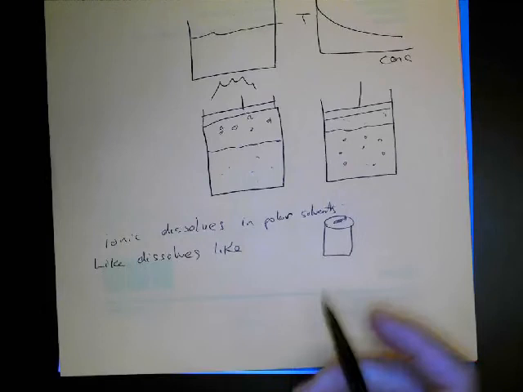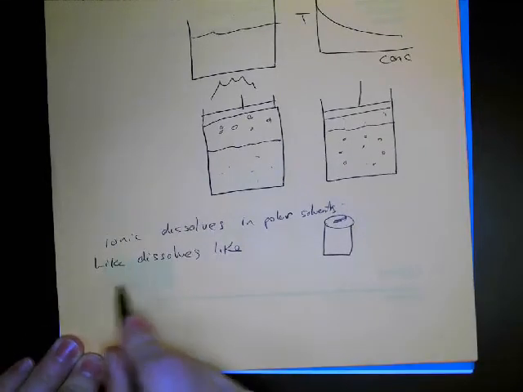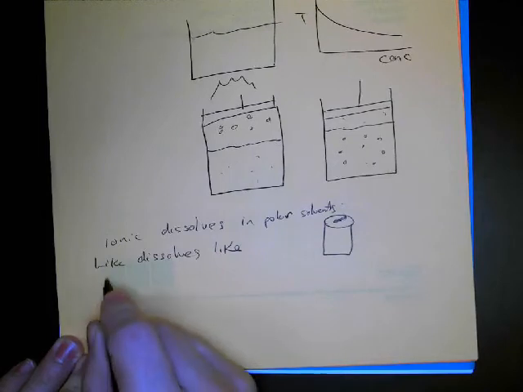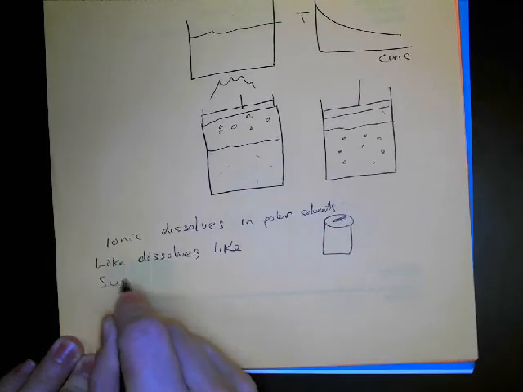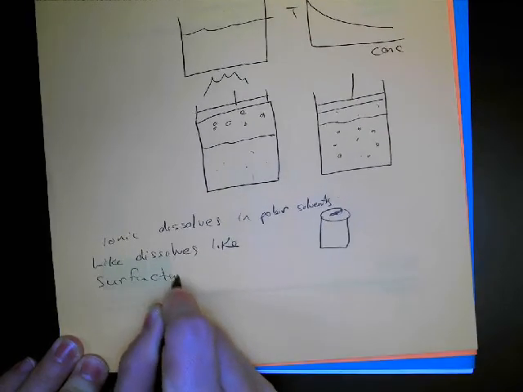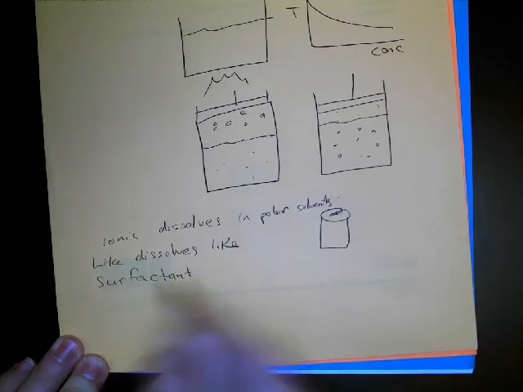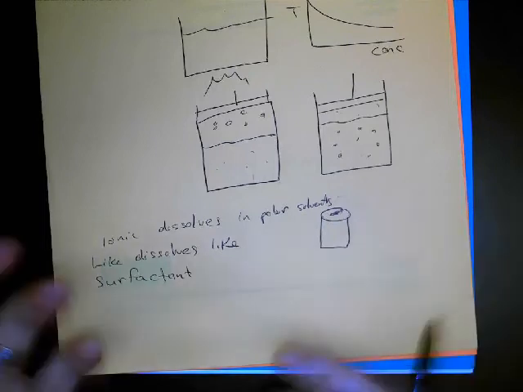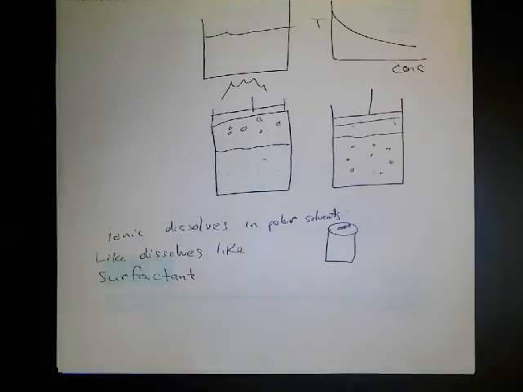If you get something like soap, soap had a little bit of both. We didn't give the word for it earlier, but we usually refer to soap as a surfactant. A surfactant is a molecule that has both a polar and a nonpolar end, so it can kind of dissolve in either medium, and it can help you bring together two different media like oil and water.